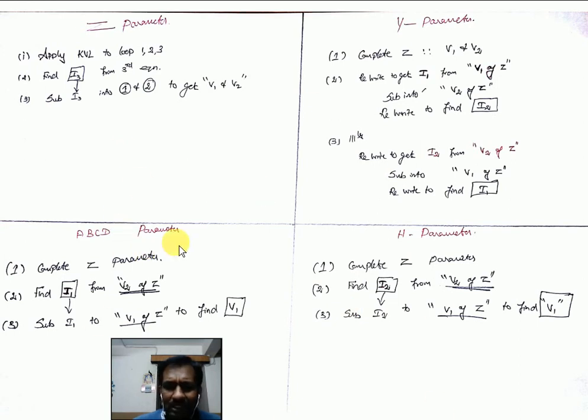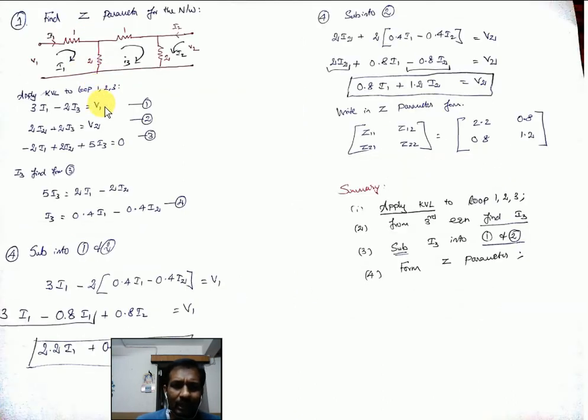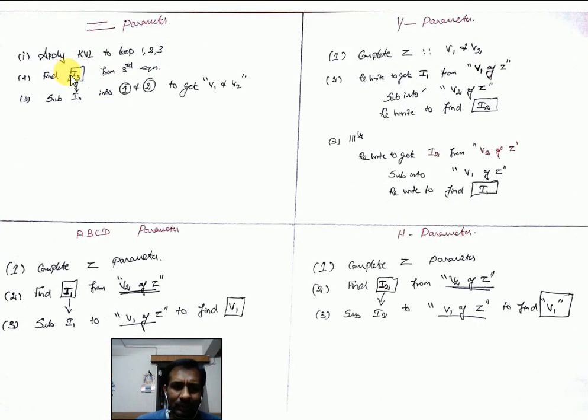You only need to concentrate more on the y parameters. This line of procedure you know, and the problem is very simple. So we are going to solve for the z parameters. What are the 3 steps you want to know? Step number 1, apply KVL. Step number 2, find the I3 from the third equation. Then step number 3, substitute this I3 into equations number 1 and 2 to get V1 and V2.